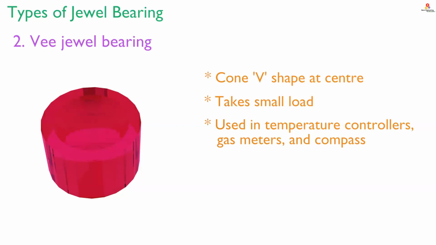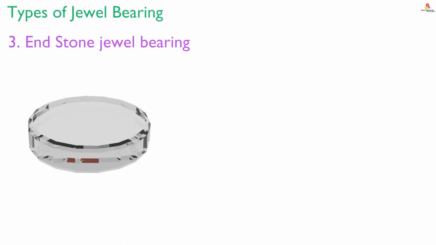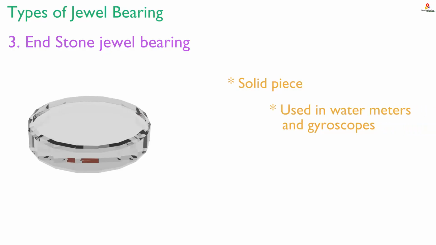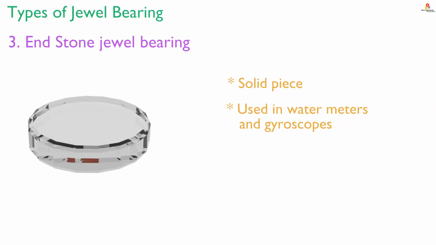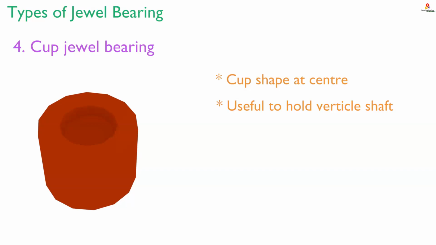The third type of jewel bearing is end stone jewel bearing. This bearing looks like a solid piece and it is used in water meters and gyroscopes. The last type of jewel bearing is cup jewel bearing. This bearing is similar to V jewel bearing. It has a cup shape at the center and it is useful to hold vertical shafts.